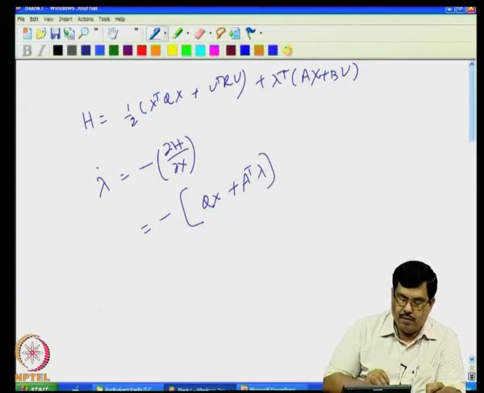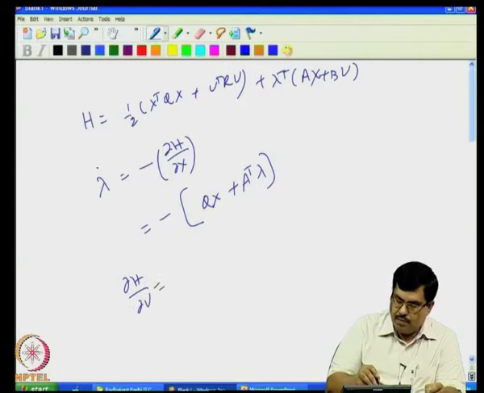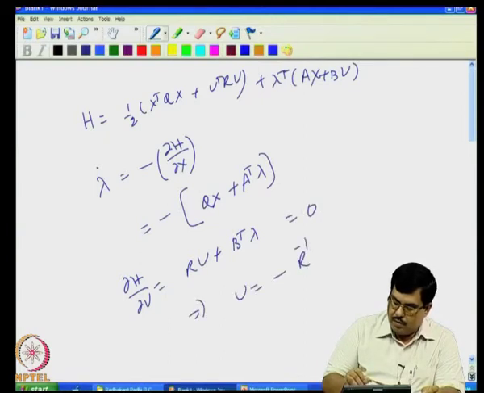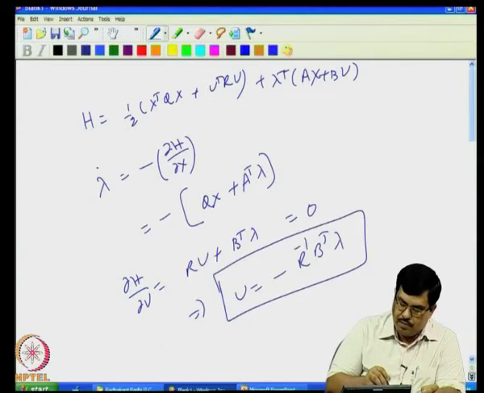So, this lambda transpose A x, that I can take the derivative, it becomes A transpose lambda basically. And similarly, if I talk del H by del u, del H by del u is nothing but one term comes from this half u transpose R u, so that is R u, plus the other term is lambda transpose B u. So, if I take the derivative it becomes B transpose lambda. Then this has to be equal to 0, that means you can solve u equal to minus R inverse B transpose lambda. So, that is how this optimal control equation comes, and this is how your co-state equation comes actually.